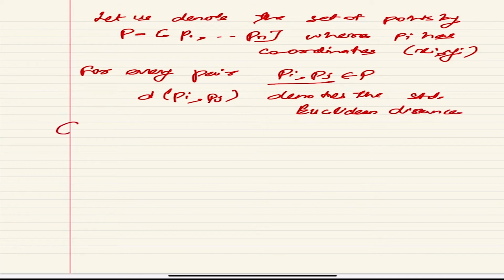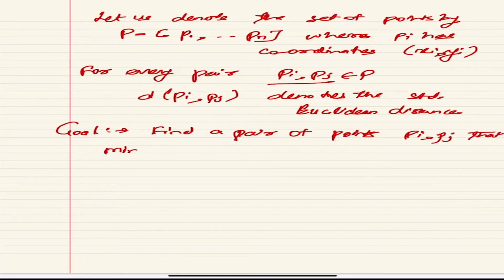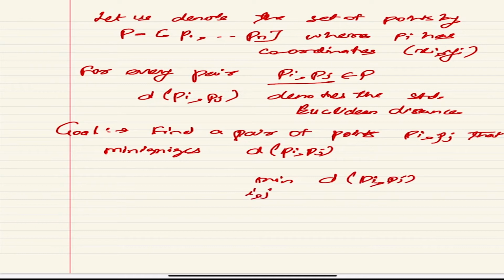Fine. And what is my goal? You have to find a pair of points pi, pj that minimizes d of pi, pj. So that is the minimum of d(pi, pj) for i, j equal to 1 to n. For all possible i, j, what is the minimum distance? And i not equal to j. Right.